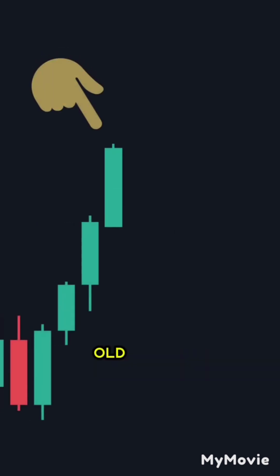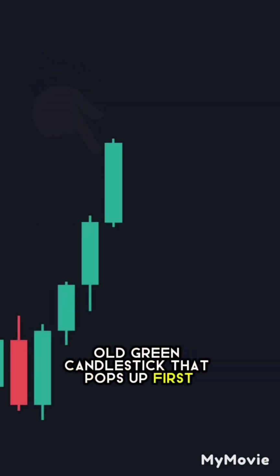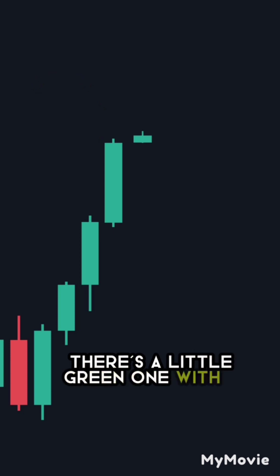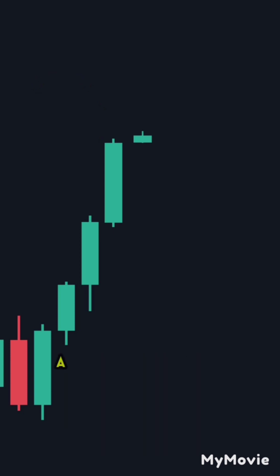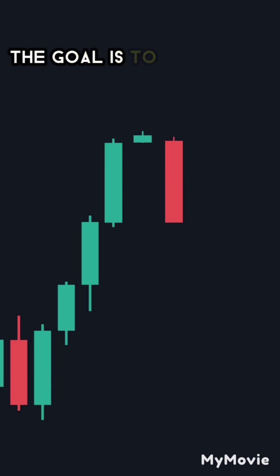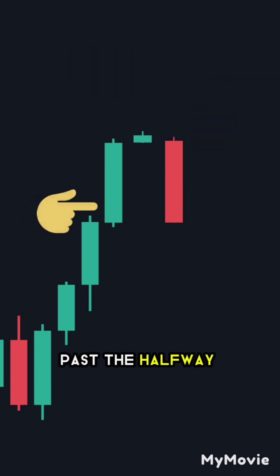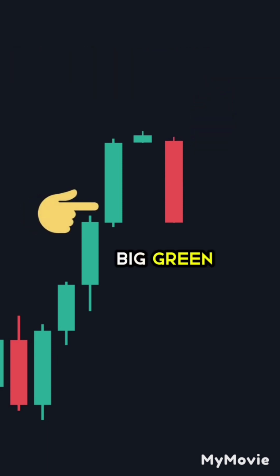We've got a big green candlestick that pops up first. Next, there's a little candle with a tiny body. And then a third candlestick appears. The goal is to have this one close past the halfway mark of that first big green candlestick.